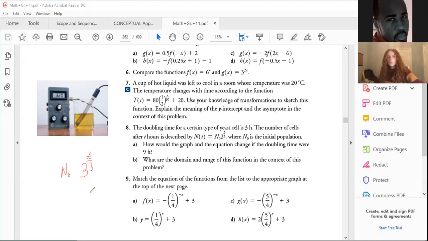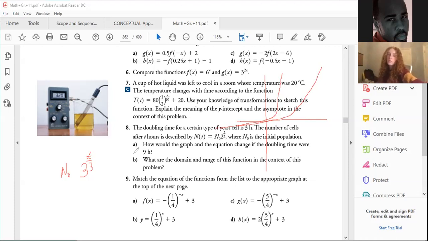Elongation and stretch. What I mean is this. That's your axis, my Cartesian plane. Under normal circumstances it would be like this, for example. If the doubling time is every 9 hours, it's going to go a little bit wider, so it'll be less steep. Yeah, that's the question. How would the graph change? It becomes less steep. So that's the answer.